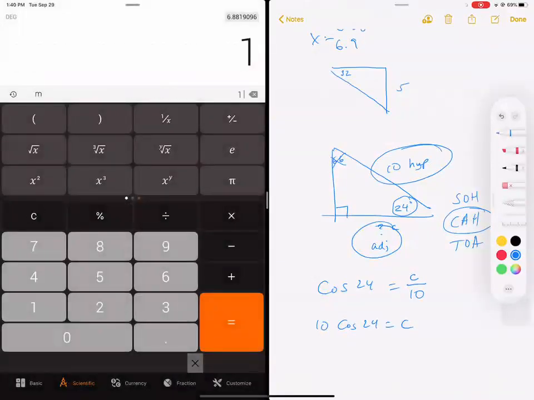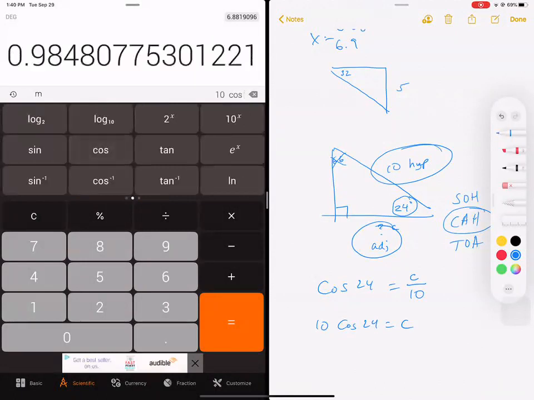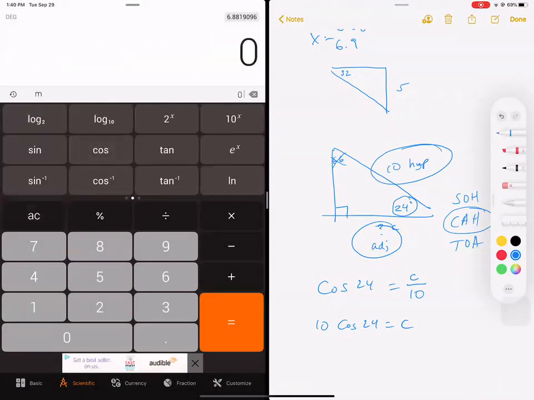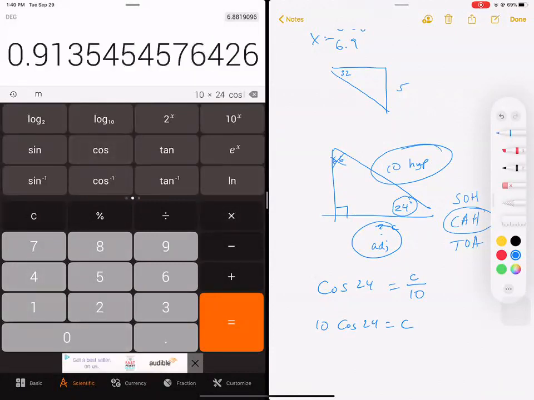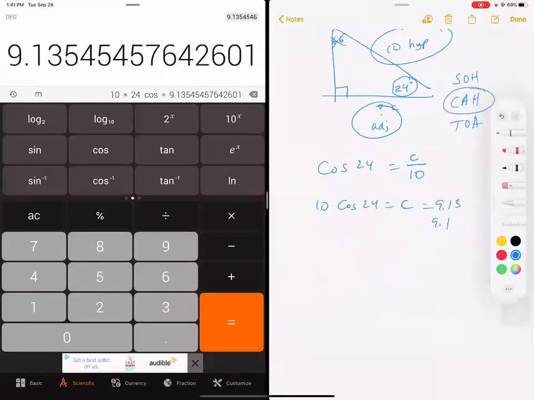Our advertisement. I might have to just buy this app. Oops, make sure you clear it. 10 times 24 cosine equals 9.13, rounding to 9.1. Just to help you guys see what I'm typing on my calculator, I'm typing 10 times angle first, and then I hit cosine, and cosine will change this angle to some decimal, and then you have to hit equals to mix everything together.